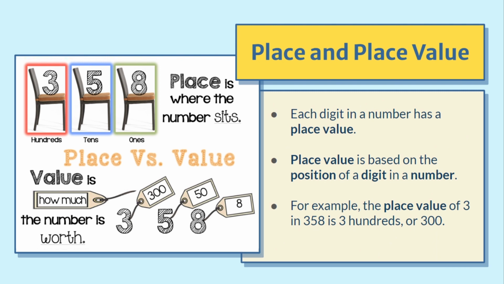Place and place value. Each digit in a number has a place value. Place value is based on the position of a digit in a number. For example, if we were to look to the left at our infographic, the place value of 3 in 358 is 300s, or 300.